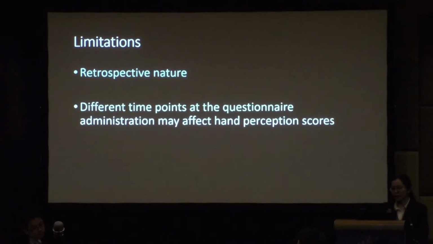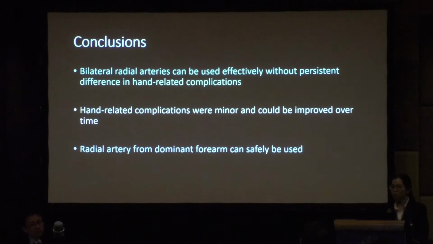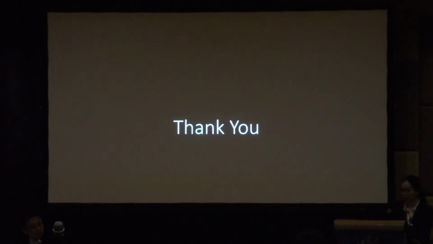However, there are some limitations in our study due to its retrospective nature, and different time points of questionnaire administration may affect the hand perception score. So we conclude that bilateral radial artery conduits can be used effectively without persistent difference in hand-related complications. The hand-related complications were minor and improved over time, and the radial artery from the dominant forearm can safely be used. Thank you for your attention.